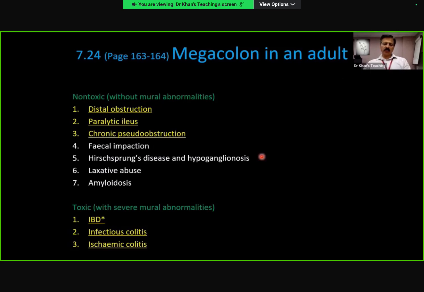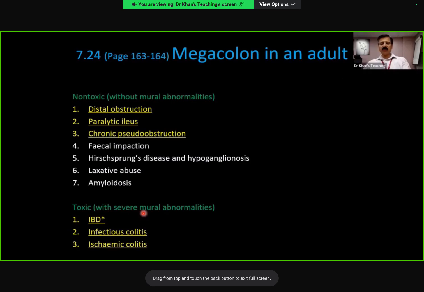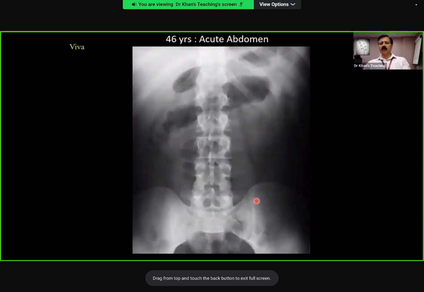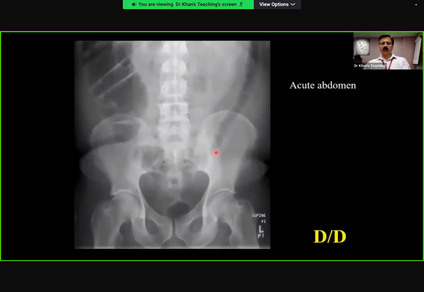Now, if you see here, megacolon in an adult, so non-toxic, without mural abnormalities. Toxic is with severe mural abnormalities. And these cases have come in the rapid reporting many a time. For example, this is a classical rapid reporting case. It can come in the viva also, whatever. So you have to really develop your eyes on this. And loss of haustra is one of the key things which you have to remember.